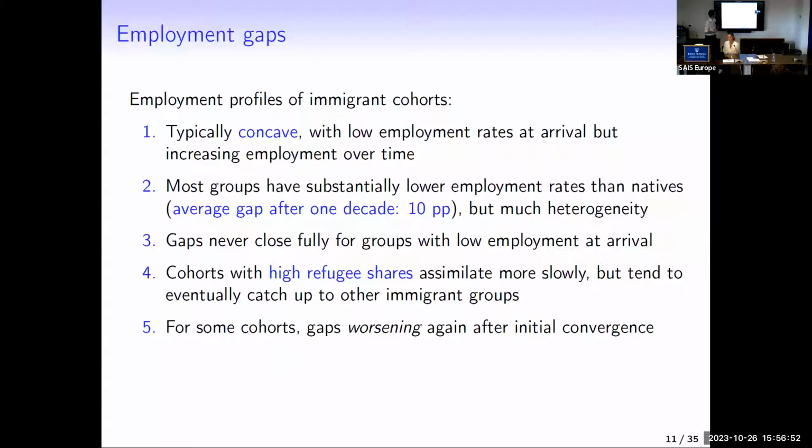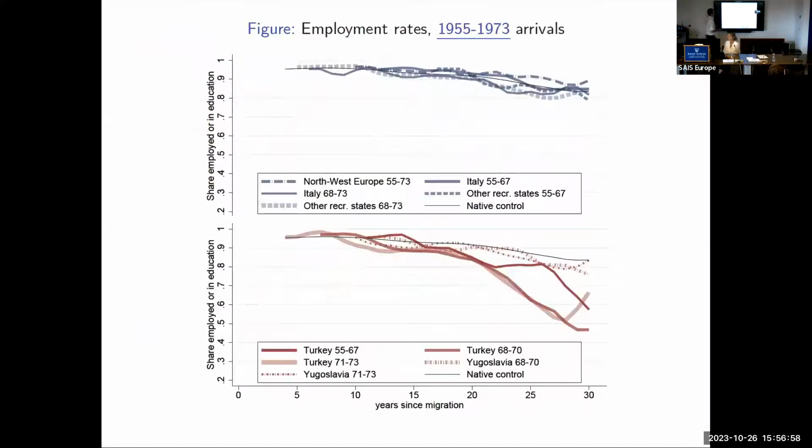And finally, one interesting observation is that for some cohorts, we saw the gaps actually worsening again over time. So some groups did relatively well, actually full convergence to natives, and then something happened, which is also a kind of interesting warning for policymakers. Integration is not necessarily a one-way street. Even groups that look like they're doing well on the labor market can still be much more vulnerable to economic shocks than natives. That's one of the patterns we see over here.